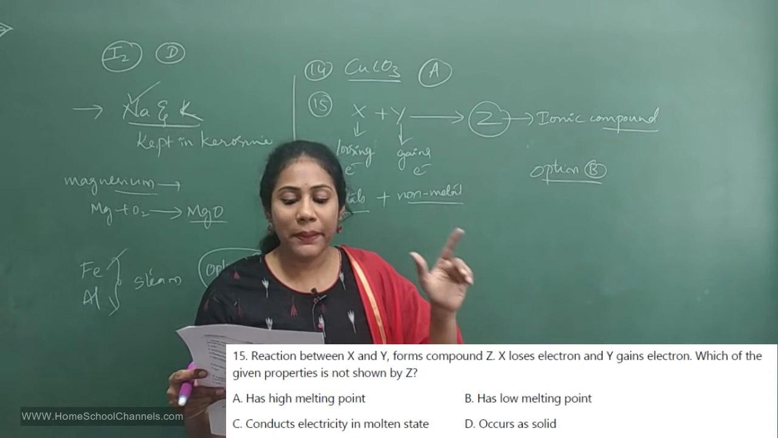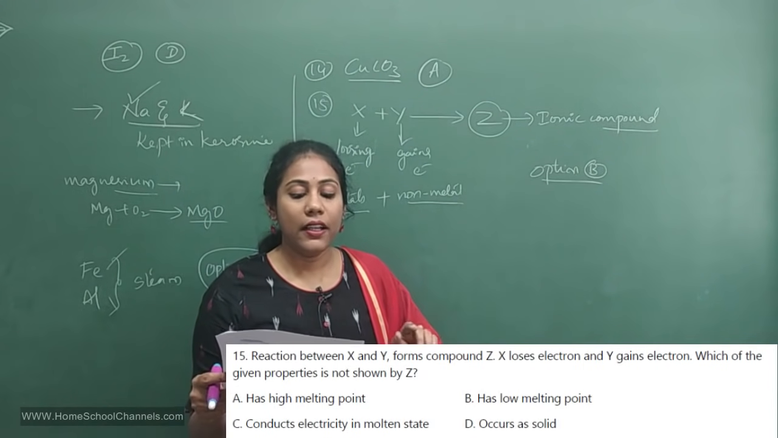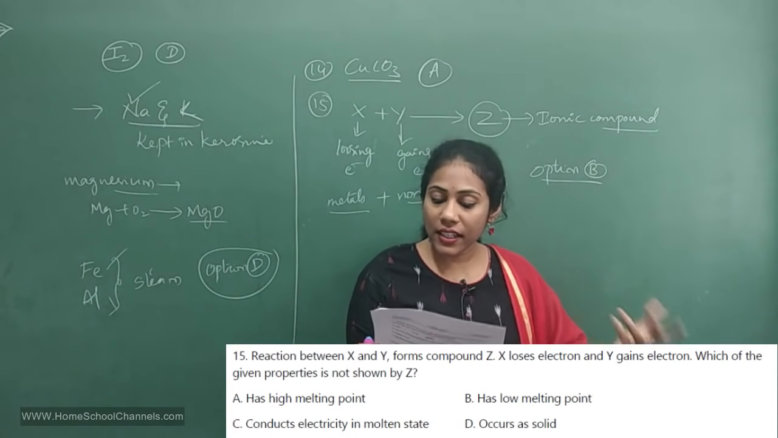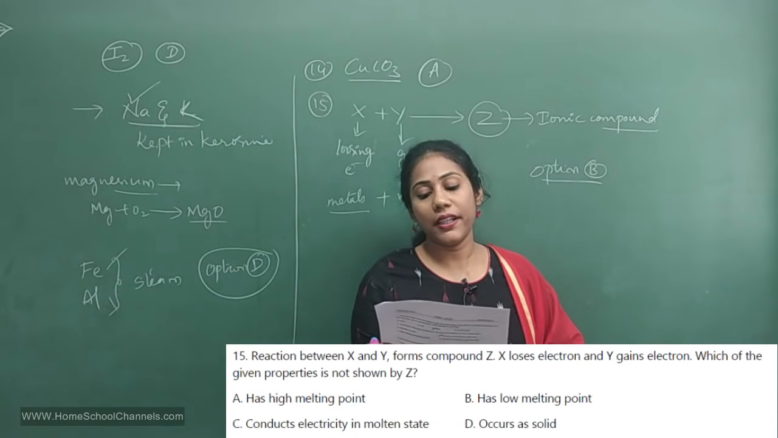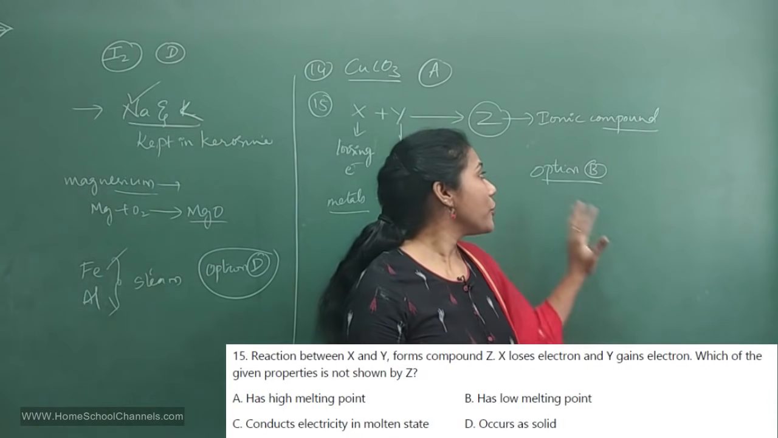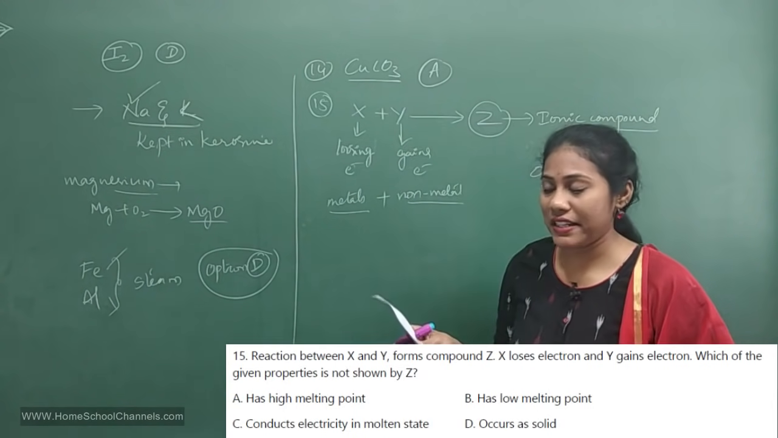So high melting point is a property. Conducts electricity in molten state is a property of Z. Occurs as solid is a property of solid. But having less melting point is not a property. So here option B is the answer.